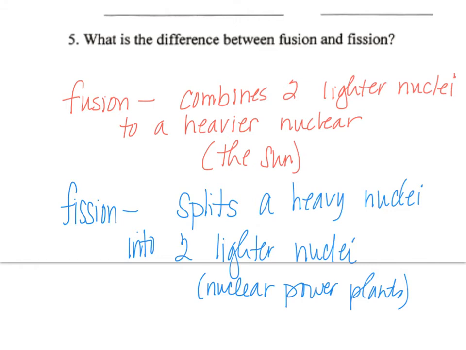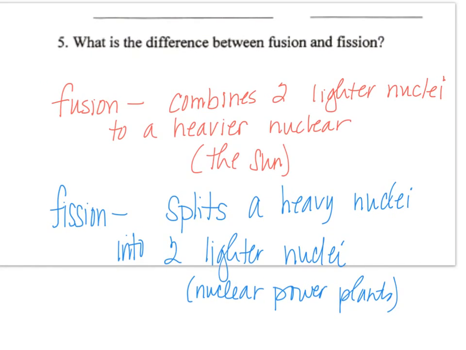You also need to know the difference between fusion and fission. If you look at their base words, it's kind of easy to figure out. Fusion is combining 2 lighter nuclei into a heavier nucleus, so 2 lighter ones into a heavier one. An example of a fusion reaction is the sun. It takes 2 hydrogen nuclei and combines them into a helium, and then fission splits the atom.